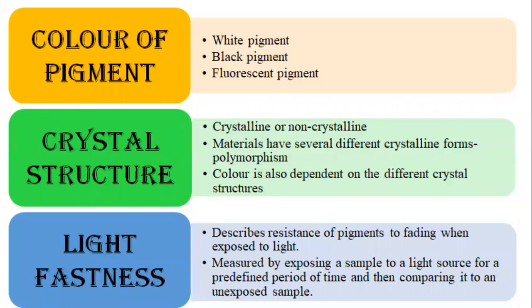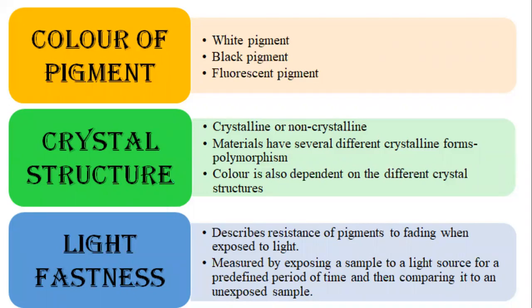Fluorescent pigments are quite unique because they can absorb light which is not visible to the human eye. So they appear to emit more light than is actually falling on them. So they appear more colorful and more bright.